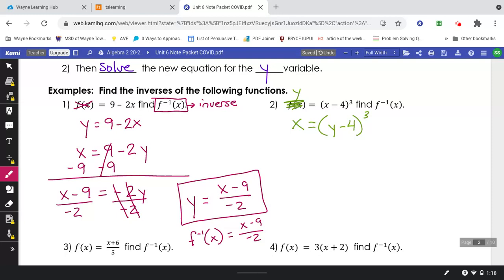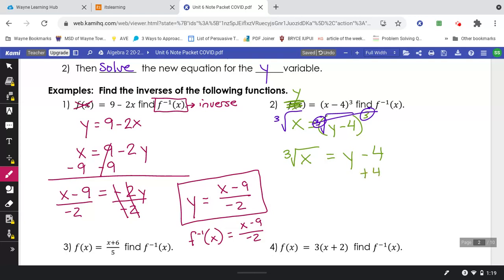To get rid of an exponent of 3, we're going to cube root both sides. So when we cube root, we will take the third root and the third root. You want that to match that, and then those cancel. The third root of x, I can't do anything with. There's nothing to simplify. So I just bring it down, and then I bring down the y minus 4.